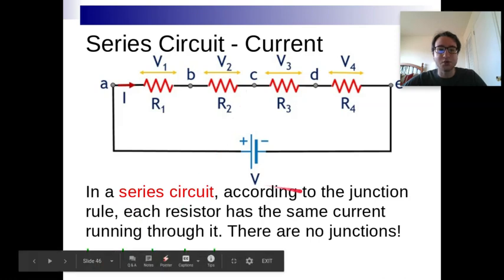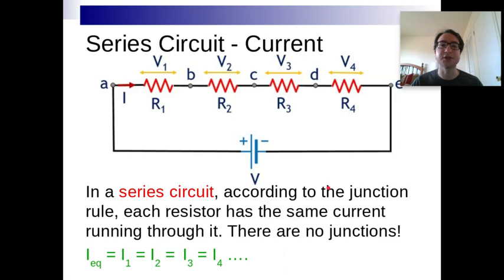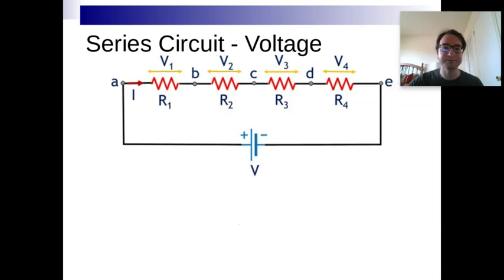So our equivalent current, the one again coming out of the battery, is equal to the currents going through every resistor. And hopefully you saw this in your series circuit investigation with the simulation at the end of last week. All the currents should have been equal no matter where you put the ammeter to measure. It's all the same. All right, but let's talk about voltage now.